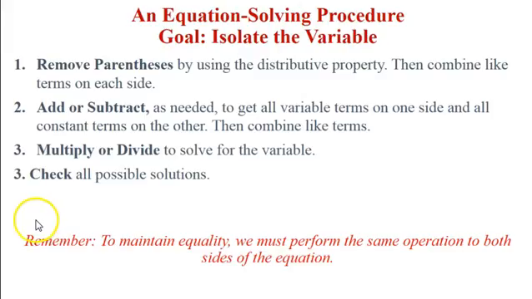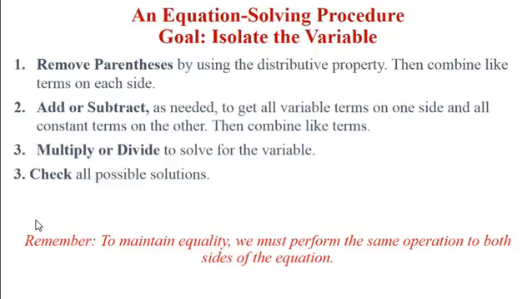So a little review from last time, because we're going to still follow the same equation solving procedure, and I want you guys to write this in your notes again, even though you wrote it last lesson, just so that we get this procedure down, because it's going to be the same. So our goal, again, is to isolate the variable. First thing we're going to do is remove parentheses by using the distributive property. Then we're going to combine like terms on each side.